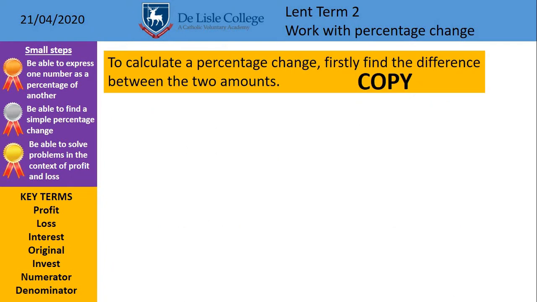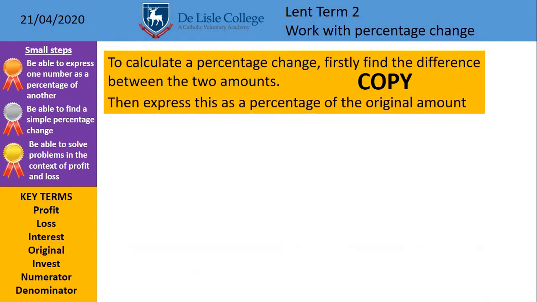So what I'd like you to do now is copy down the next 2 sentences in your exercise book and then say them out loud. So to calculate a percentage change, firstly find the difference between the 2 amounts, then express this as a percentage of the original amount. Can you say this back to me, please?